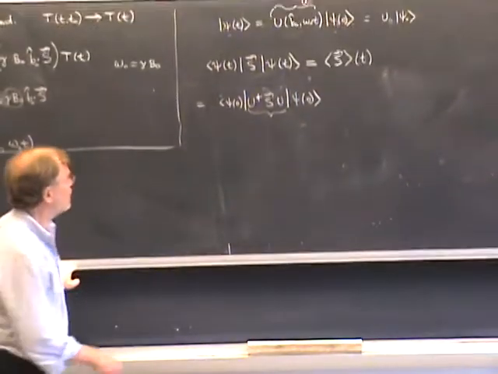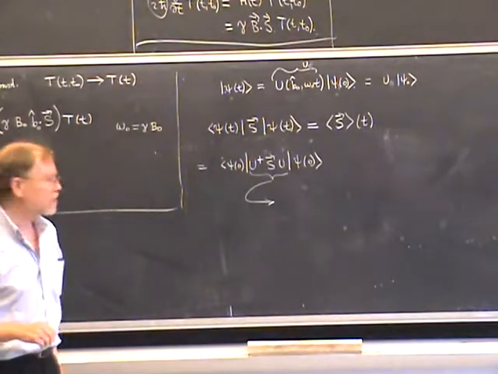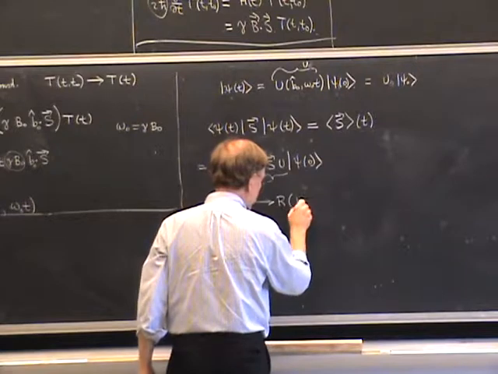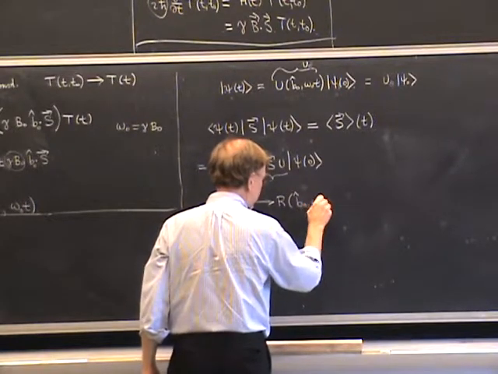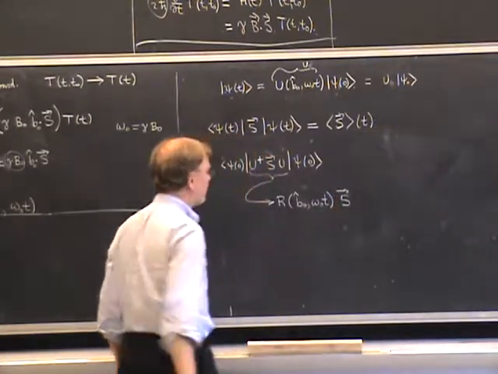And this gets applied directly here, so that this product of three operators in this matrix element turns into the corresponding classical rotation with the same axis B naught and the same angle omega naught t, applied to the spin operator S.